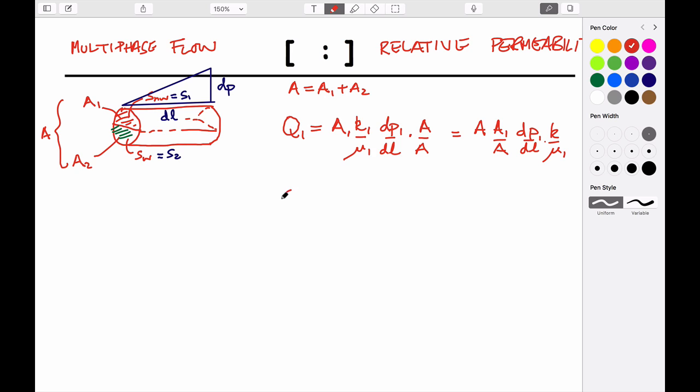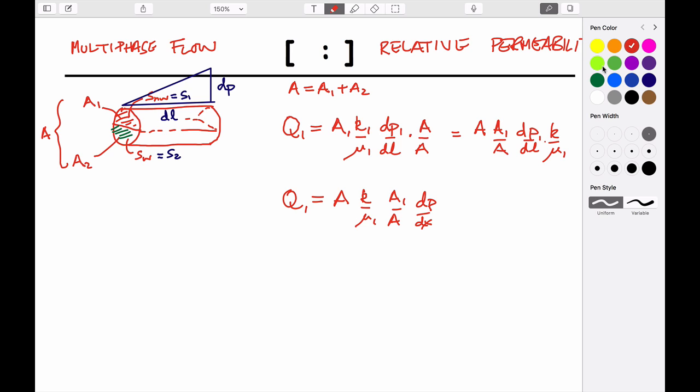And so if we want to calculate what the volumetric flow rate through here is, it's the overall area of the sample, it's the permeability of the medium divided by the viscosity of fluid 1, it's the ratio of A1 to A, and it's the pressure gradient, which we could call, if we wanted to, X.